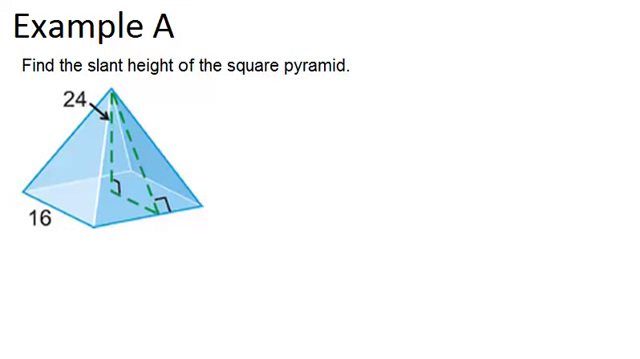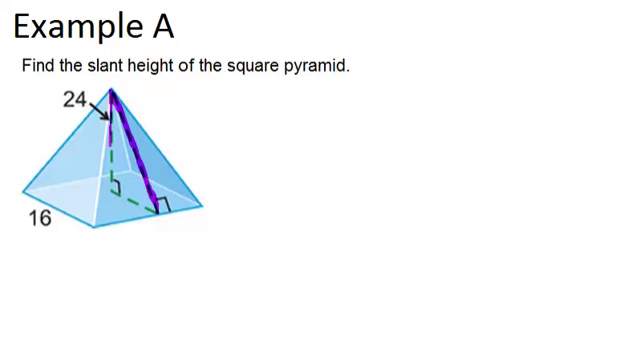In this video, we will look at a few examples to practice working with pyramids. In example A, it says find the slant height of the square pyramid. Now, the slant height of a pyramid is the height of one of the triangular faces, so it would be this length right here. Now, if it's not given to you, to figure out the slant height, you'll often have to use the Pythagorean theorem.